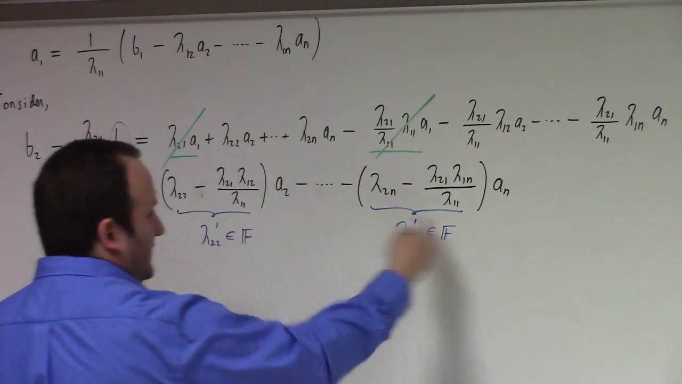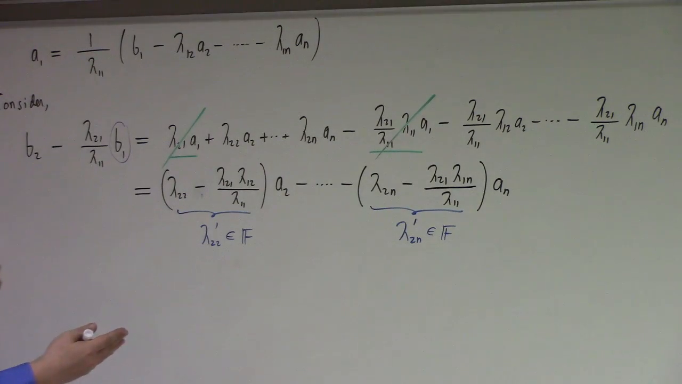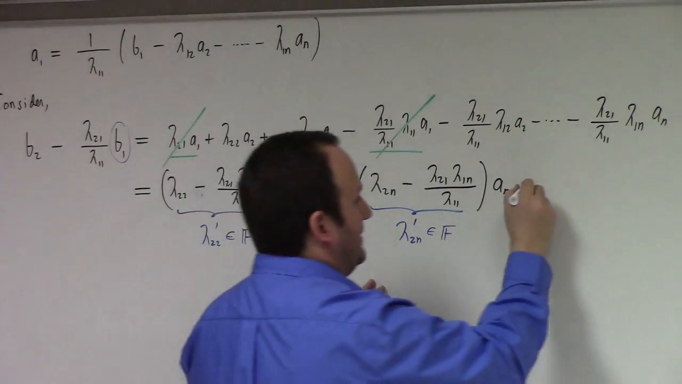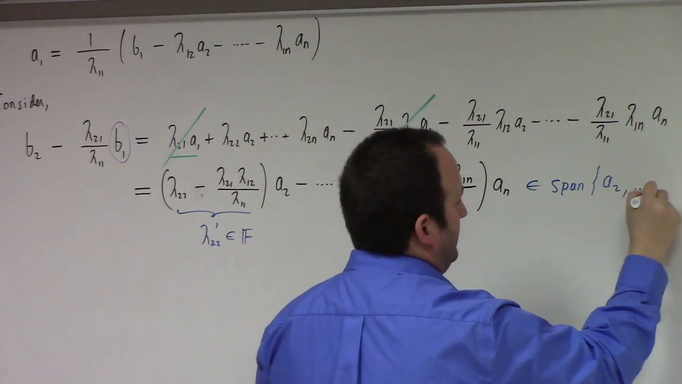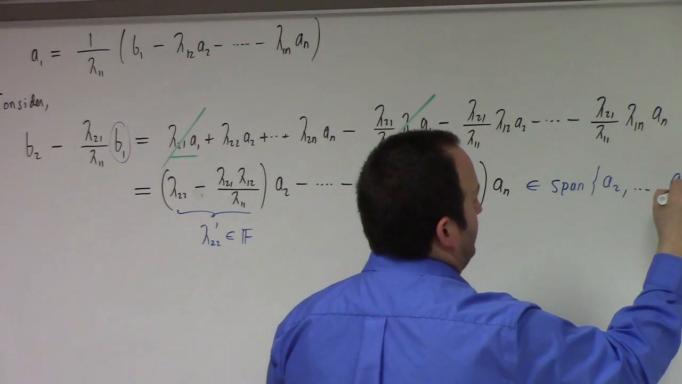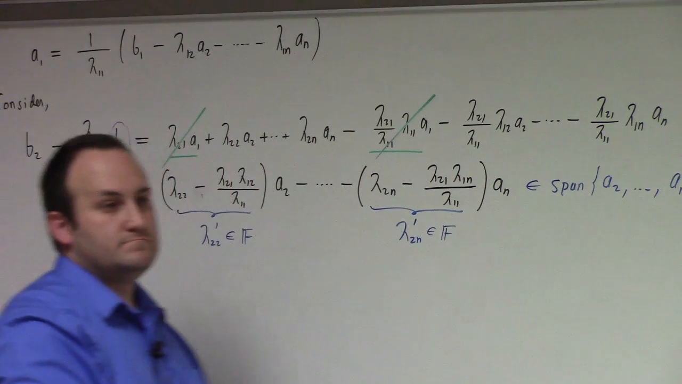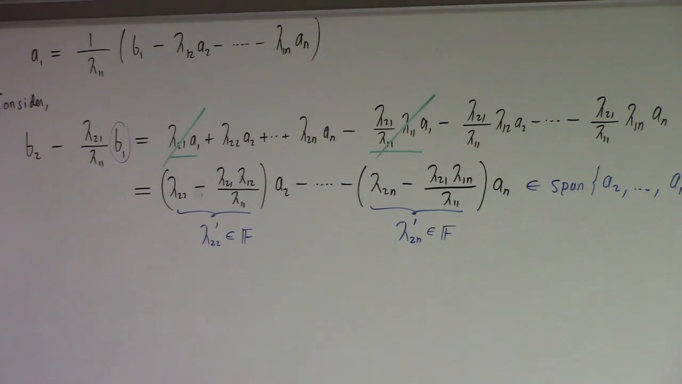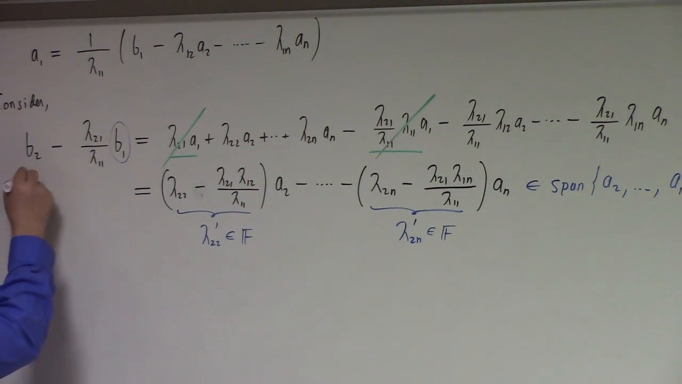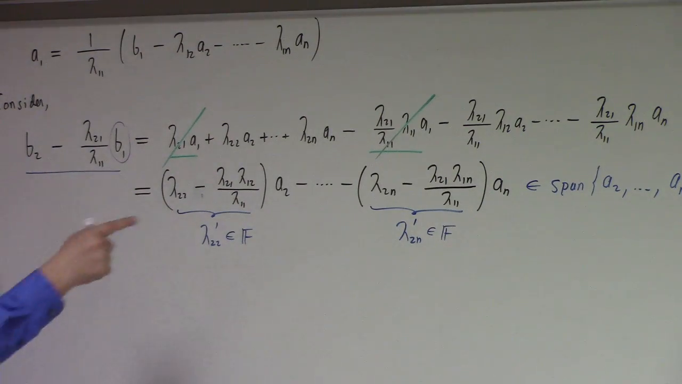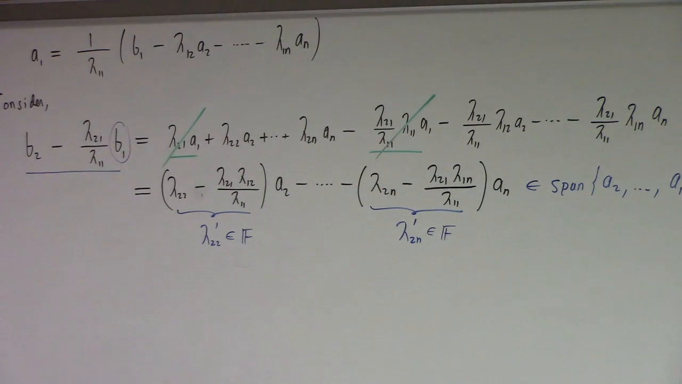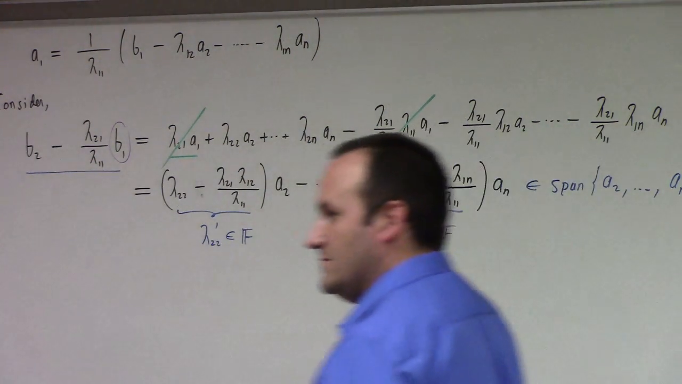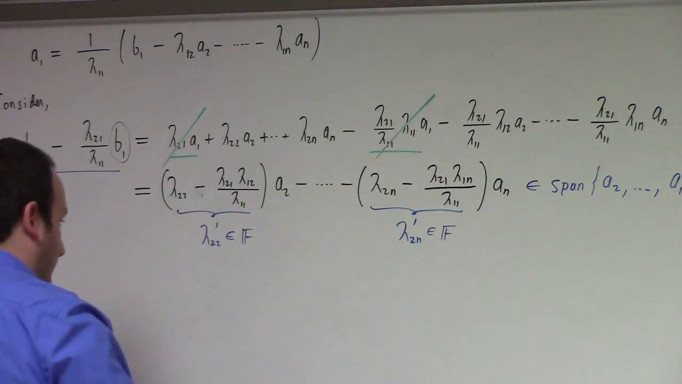Long story short, what is this? This is a linear combination. This is an element of the span of what? A2 through AN, right? So what we've just shown is that this particular vector here is in that span. All right? You can do this trick again on the third and so forth and so on.